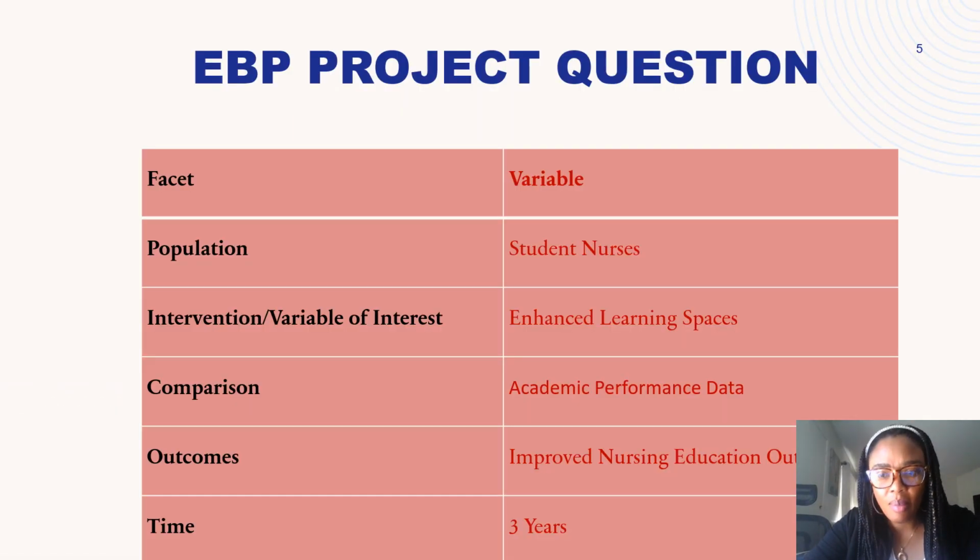So here I have my evidence-based practice project question. My population is going to be nursing students, and the variable of interest is going to be enhanced learning spaces. For comparison, we're going to compare the academic performance data prior to the implementation of these enhanced learning spaces, like the technologies and software that are going to be implemented into the nursing curriculum.